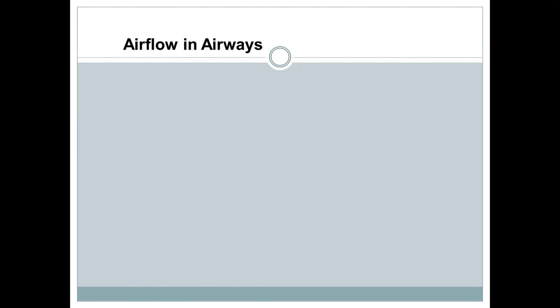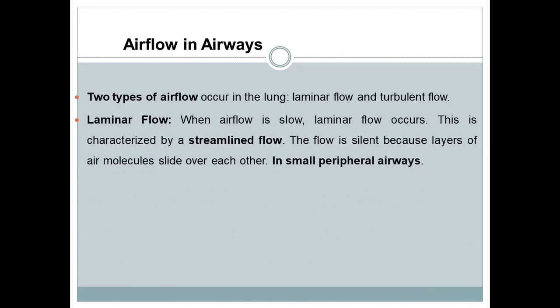Airway resistance is again a very important factor. There is airflow occurring in the airways. You know that there are generations of airways and the air flows from the mouth to the alveoli. Two types of airflow can occur in the lungs; actually, they can occur in any tube-like structure. They are laminar flow and turbulent flow.